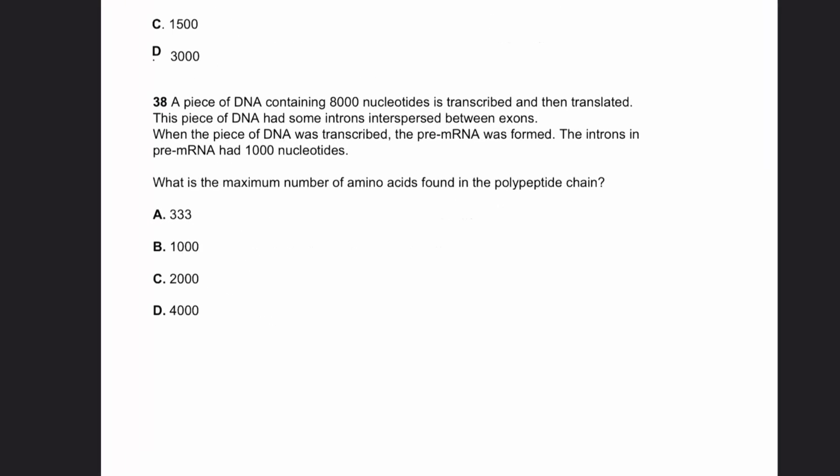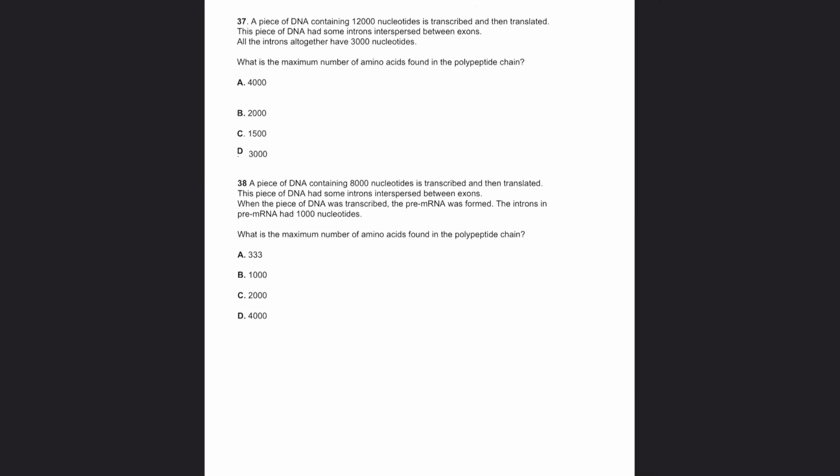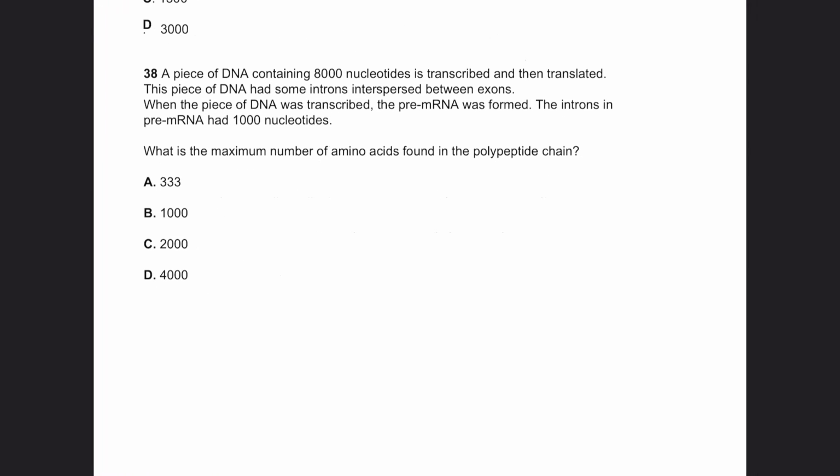Let's move on to MCQ number 38. This MCQ is made by me. Let's discuss this one. This is regarding the introns and exons. Okay, MCQ number 38. A piece of DNA containing 8,000 nucleotides is transcribed and then translated. This piece of DNA had some introns interspersed between exons.